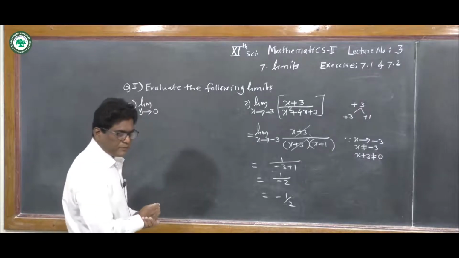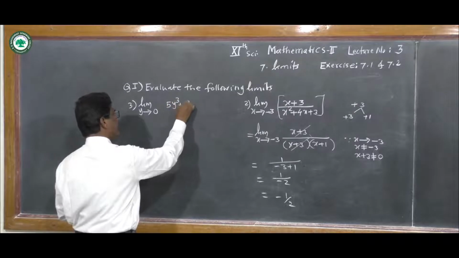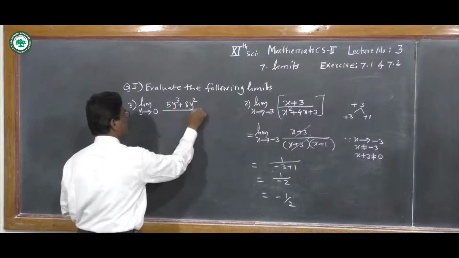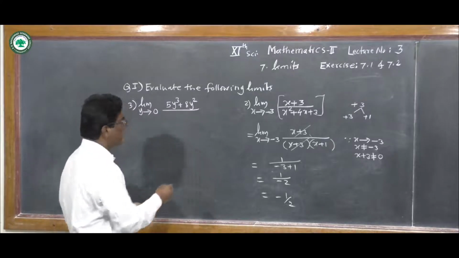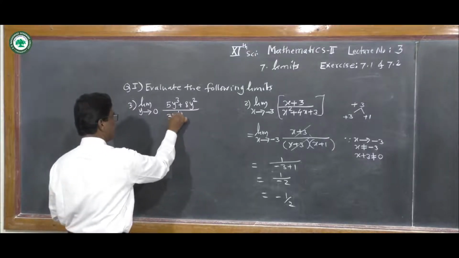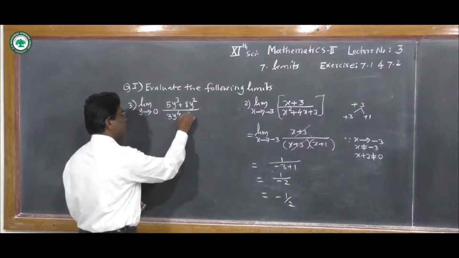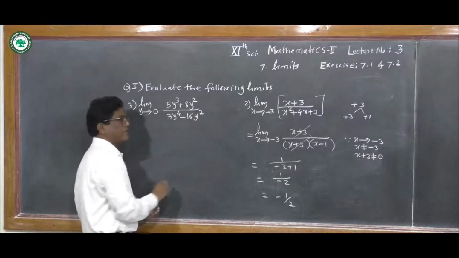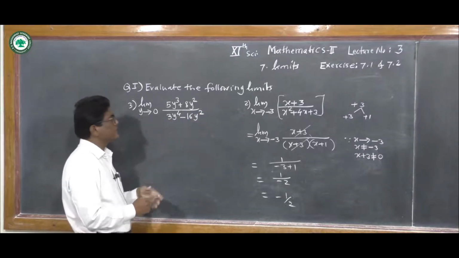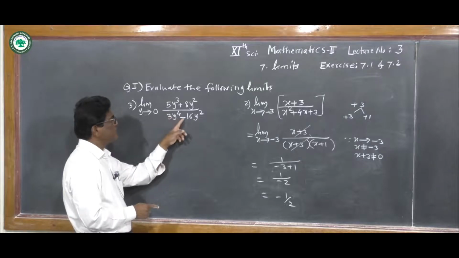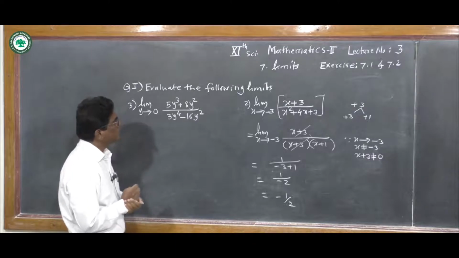The limit is (5y cube plus 8y square) divided by (3y to the power 4 minus 16y square). Now if we put y equal to 0, the denominator is 0: 3 into 0 minus 16 into 0 is 0. So we have to solve this problem.